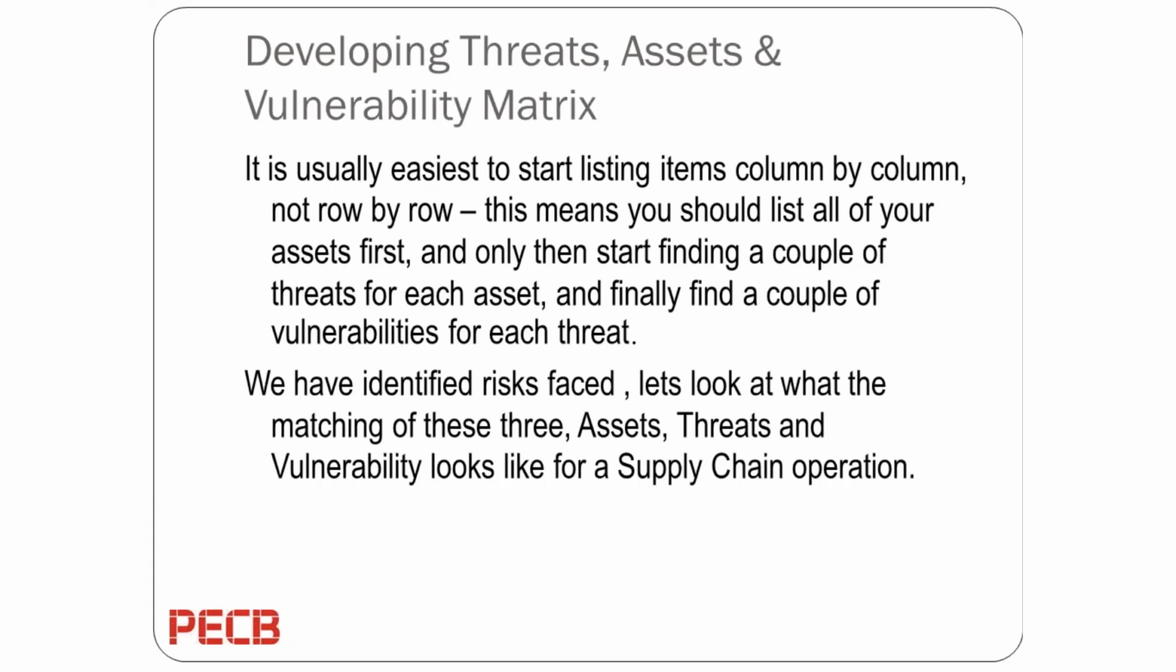Now, in developing your threats, assets, and vulnerability matrix, it is usually easier to start listing items column by column. You should avoid listing your items in rows. List them column by column. This means you should list all of your assets first, and only after you have listed all your assets can you start finding a couple of threats for each asset, in row form. We will see it shortly. And finally, find a couple of vulnerabilities for each of the identified threats.